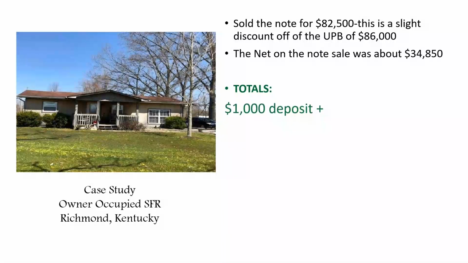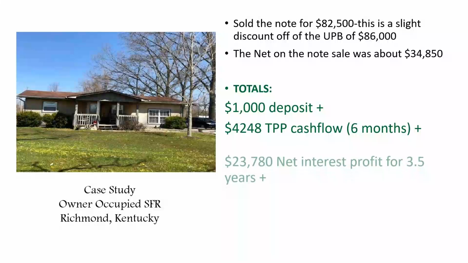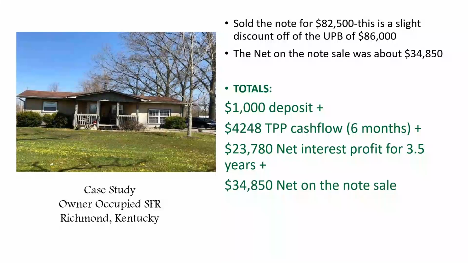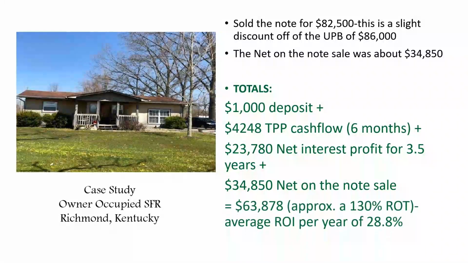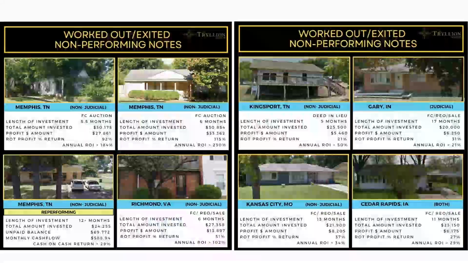$34,850. So you add all of this together, and we ended up with $63,878 as a net profit, which is approximately 130% return on transaction, which gave us an average ROI over each year of 28.8%. I've done this all day long. Here's some other screenshots of other examples of notes.